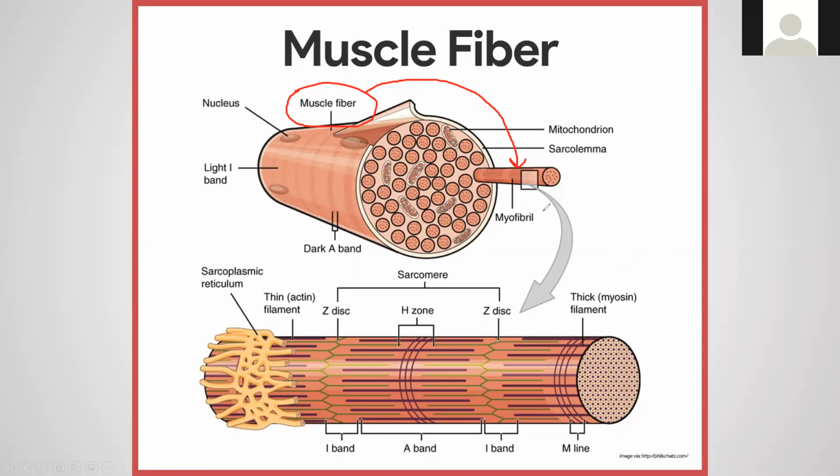Now, when we look at the myofibril, this gets broken down further into sarcomeres. Sarcomeres are the component parts that make up myofibrils. So many of these sarcomeres together will add up to make one myofibril.